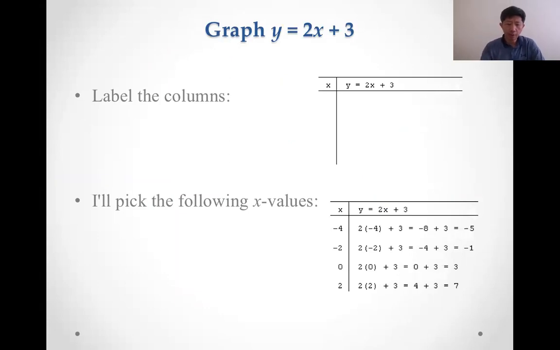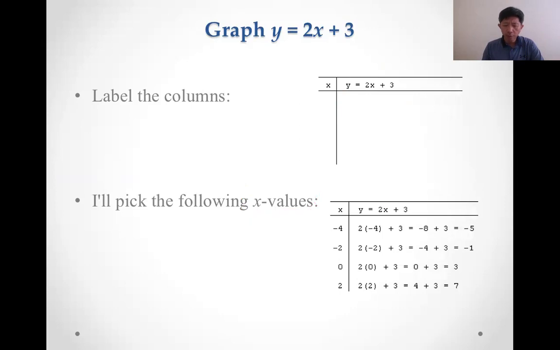We will make a table like this, here is x, here's y, where y equals 2x plus 3. One column for x, the other column for y. Next, I will pick the following values. You pick values that are easy to calculate. You can pick any point you want, and you just pick values that are easy to plug in and calculate.